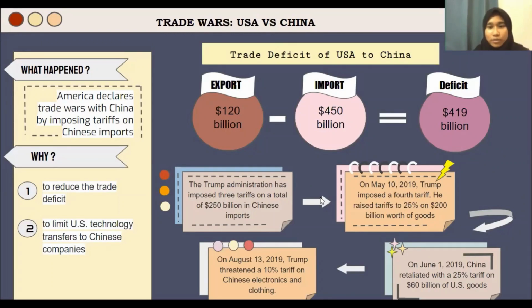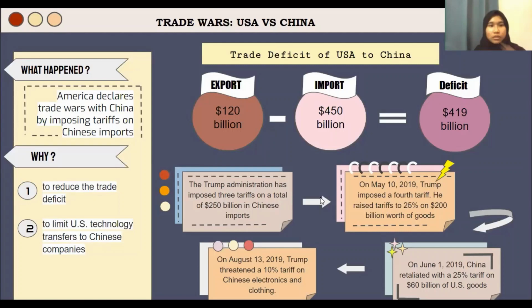So the trade deficit of USA to China is: exports at 120 billion, mainly on commercial aircraft, machinery, optical and medical instruments and vehicles, and imports. They import 450 billion, which is the components of computers, cell phones, and apparel. And the deficit from the trade is 490 billion.